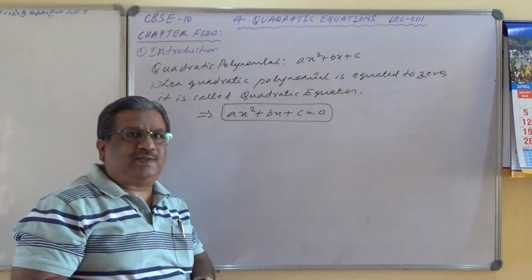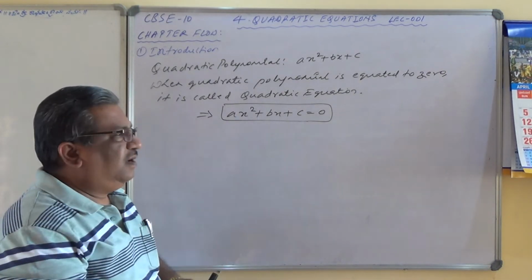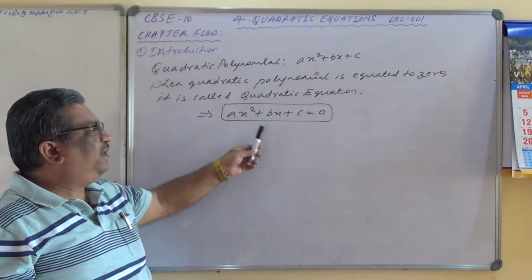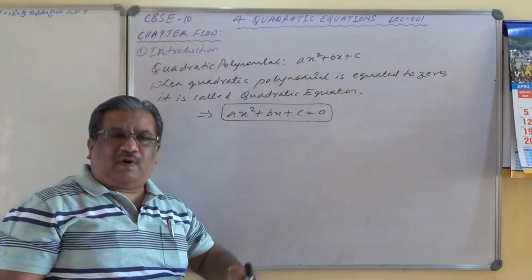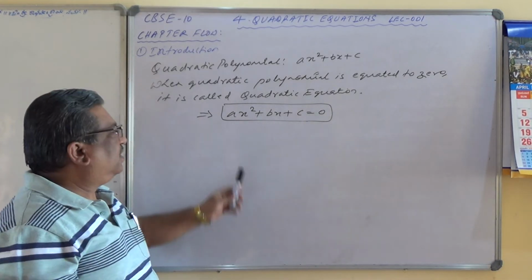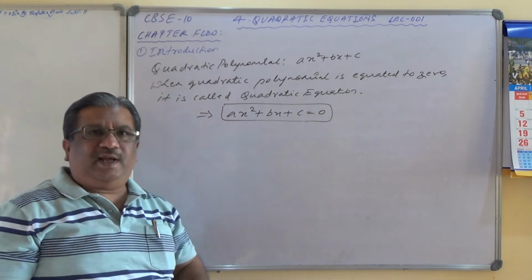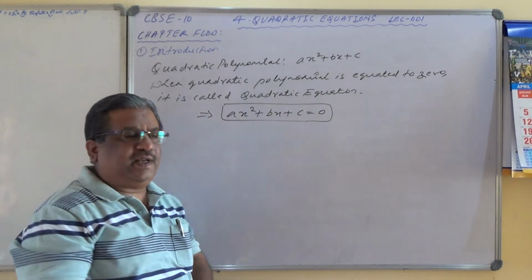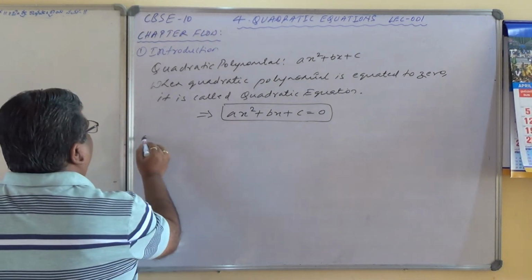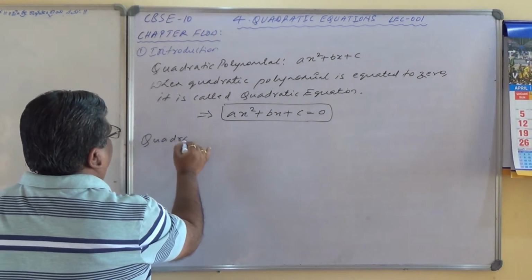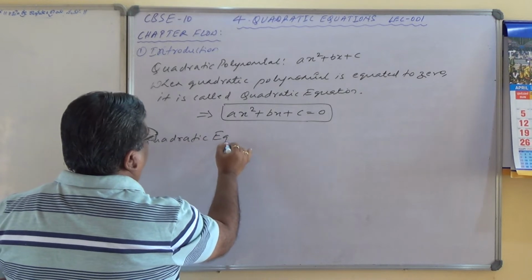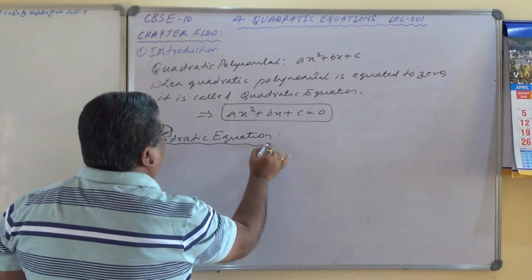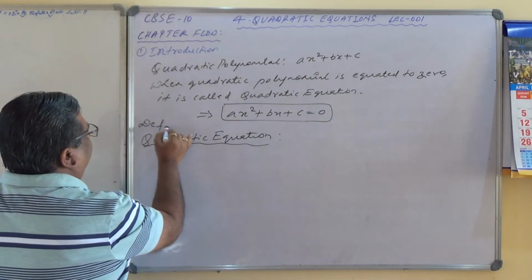Now, after knowing this quadratic equation, how do you define a quadratic equation formally? An equation in variable x of the form ax square plus bx plus c equals 0 is called a quadratic equation, in which a, b, c belong to real numbers and a should not be equal to 0. This is the definition of a quadratic equation. So let us define that one now.